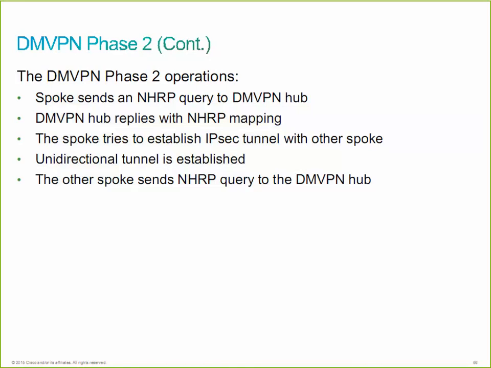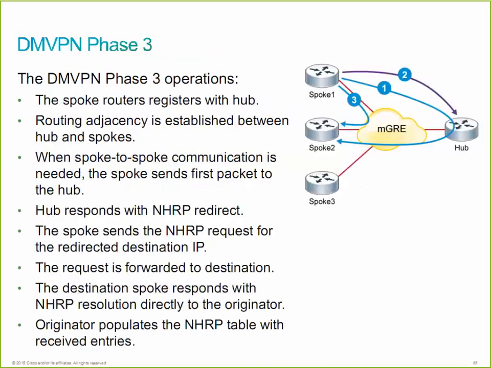It needs to get the next hop information. It needs to send an NHRP query. It needs to establish that tunnel by sending an initial packet after the mapping is in place. Okay? And then we have that bi-directional communication process. Does that make sense? Hope so. All right.